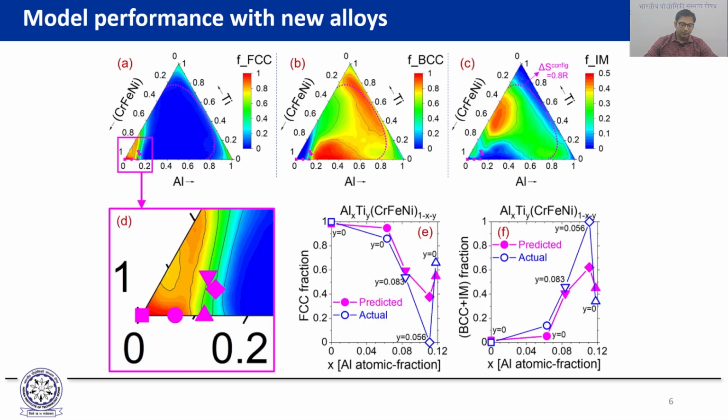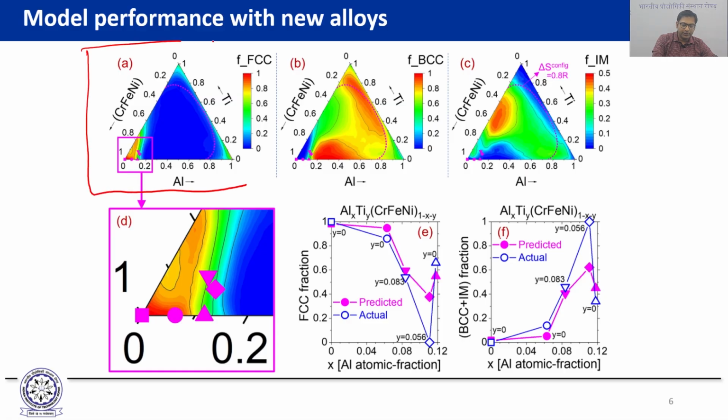Once you have a model like this, where the composition is your sole input, you can actually use this model to explore lots of new compositions which have not yet been made. So for instance, here we are taking the example of an aluminum, titanium, chromium, iron, nickel quinary alloy, and we actually took the experimental data from the literature, and it so happened that those who did the experiment kept the chromium iron nickel ratio constant, and then they varied the amount of titanium and aluminum.